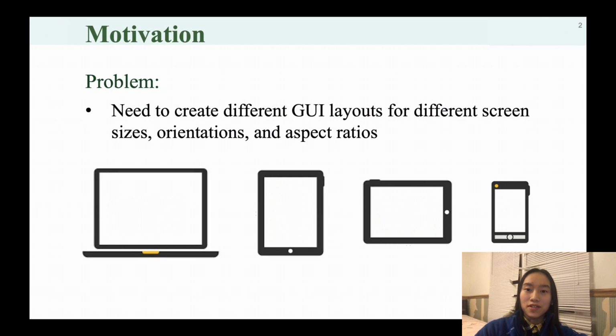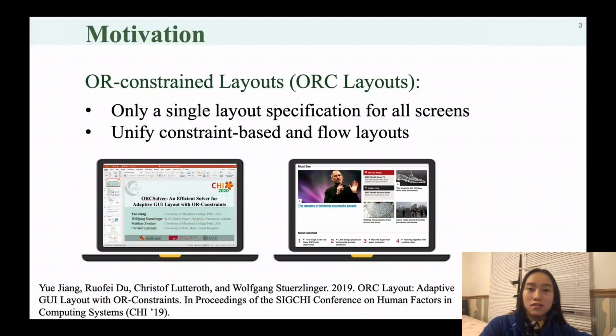Previously, designers have to create different layouts for different screen sizes and orientations to get desirable results. This makes GUI design more time-consuming. At last year's CHI, we introduced all constraint GUI layouts to specify adaptive GUIs for screens with different sizes, orientations, or aspect ratios using only a single layout specification. An all constraint is a disjunction of multiple constraints, where only one needs to be true. Org layouts also unify conventional constraint-based layouts with flow layouts.